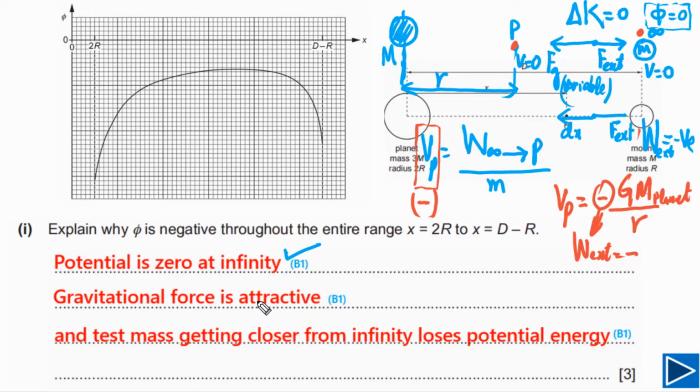And the second: gravitational force is attractive. So work done by the external agent is negative because gravitational force is attractive. So this is the second point you can mention. And the last point you can say: test mass getting closer from infinity. It means when we move this test mass from infinity to point P, in this case the potential energy of unit mass is decreasing. So this can be the third point. If you write down these 3 points, you will get 3 marks.